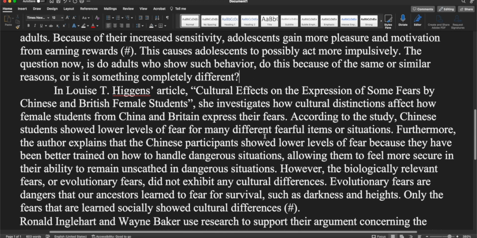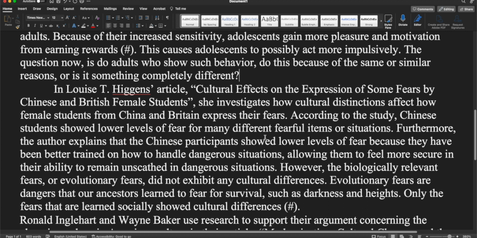In Louise T. Higgins' article, Cultural Effects on the Expression of Some Fears by Chinese and British Female Students, she investigates how cultural distinctions affect how female students from China and Britain express their fears. According to the study, Chinese students showed lower levels of fear for many different fearful items or situations. Furthermore, the author explains that the Chinese participants showed lower levels of fear because they have been better trained on how to handle dangerous situations, allowing them to feel more secure in their ability to remain unscathed in dangerous situations.